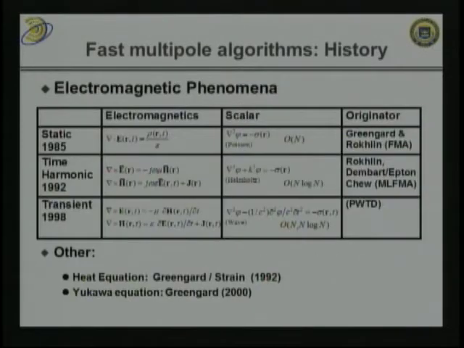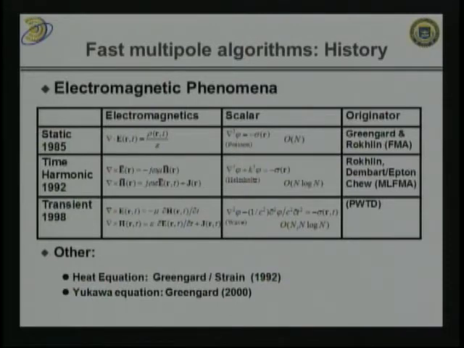So here's a little chart that shows how and when these things were developed. The earliest fast multipole methods date back to the mid-80s already, so they're already 20 years old. Fast multipole methods for doing time harmonic analysis date back to the early 90s. And then this plane wave time domain scheme, which I just alluded to, that accelerates the solution of time domain integral equations, dates back to the late 90s.